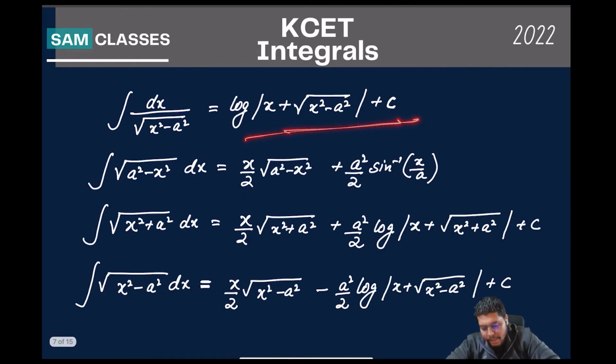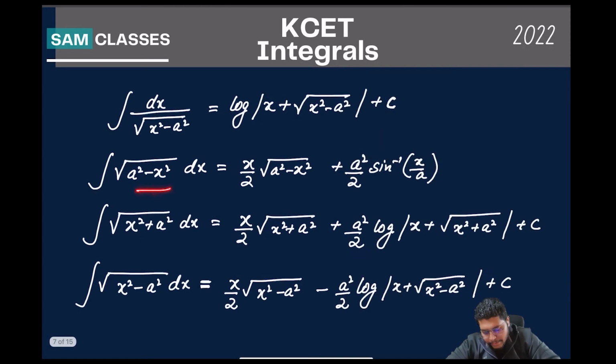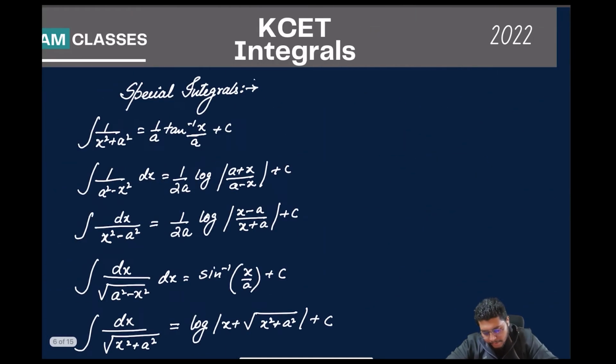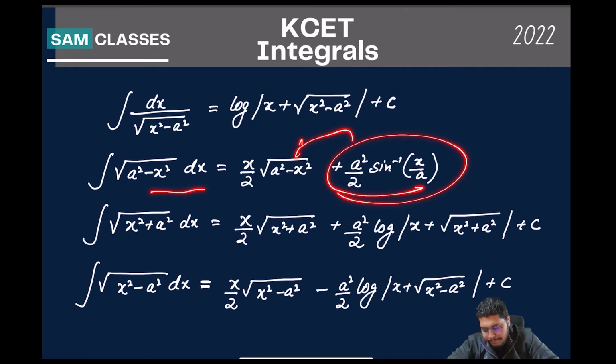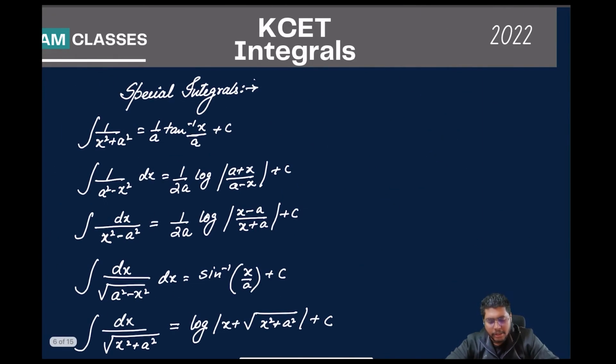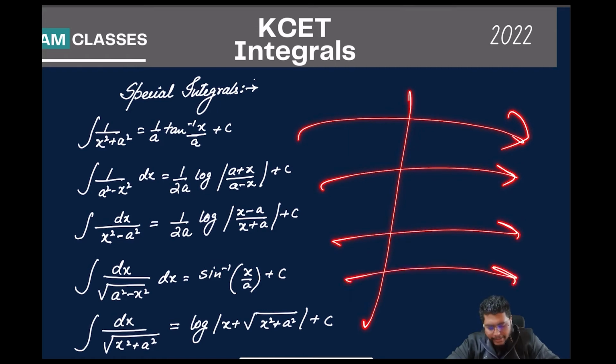Correct. Now, if this one is in the denominator and this one is in the numerator, sine inverse will be common. Same value, root under a square minus x square is in the denominator, so sine inverse. Here it is in the numerator, so again sine inverse, but with an extra term. So you can just keep them side by side and match them. Okay, what is extra here?